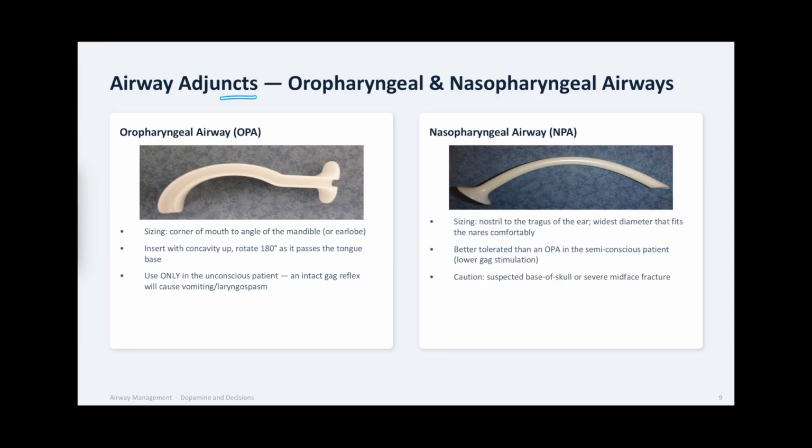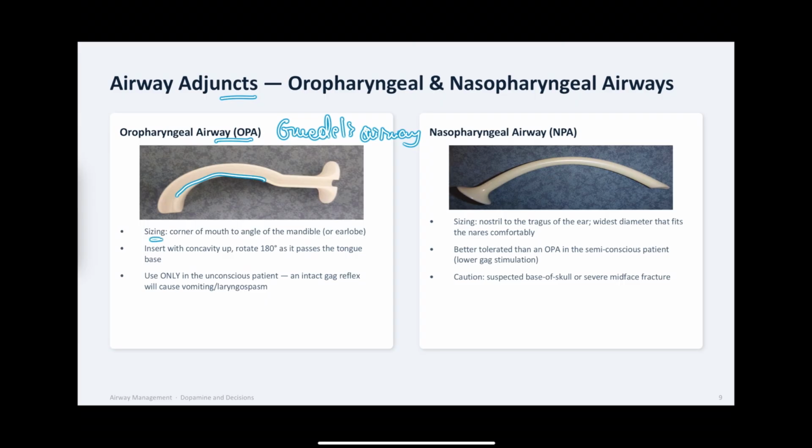Next is the airway adjuncts. Now that we have opened the airway manually, what if it is still not enough? This is where airway adjuncts become invaluable. Let's begin with the oropharyngeal airway, or OPA. Another name for this is the Guedel's airway. The OPA prevents the tongue from falling backward and obstructing the airway. Look at the curvature. It is like the curvature of the tongue.